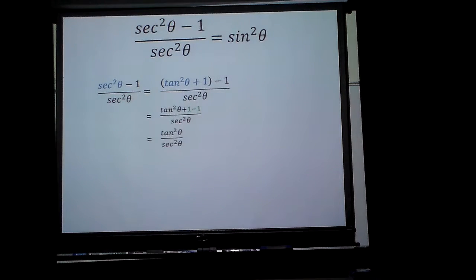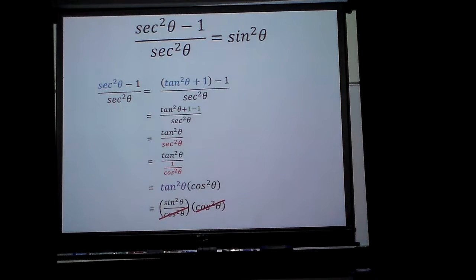Now, what I think I would do now is that's the same thing as 1 over cosine squared, right? Secant. So now I have that, and I'm going to write tangent squared as sine squared over cosine squared. Guess what's going to happen to the cosines? They'll cancel out, and so what are we left with? A sine squared, which is what we were beginning with.